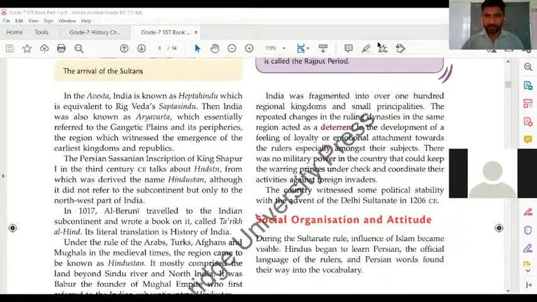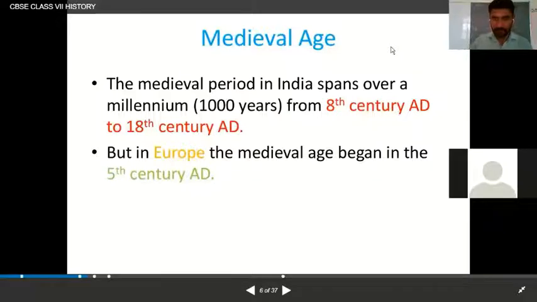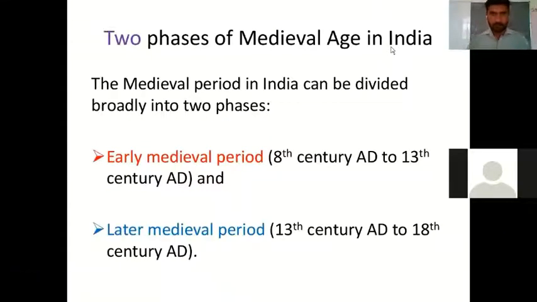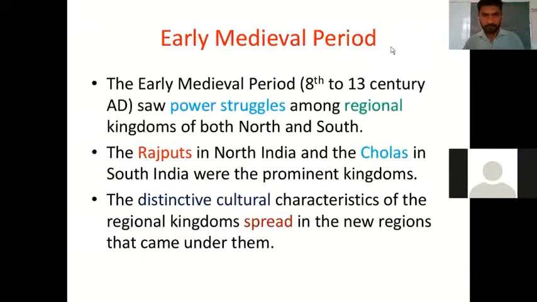So we will discuss everything side by side. So here we go. In India, the medieval age is also divided into two parts, two phases, the early medieval period and the later medieval period. So from the 8th century to the 13th century AD or CE, it is the early medieval period, while the later medieval period is from the 13th to the 18th century.